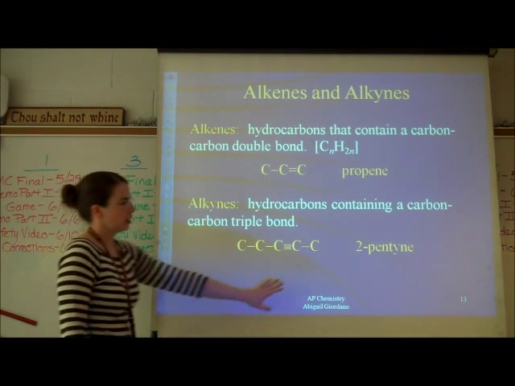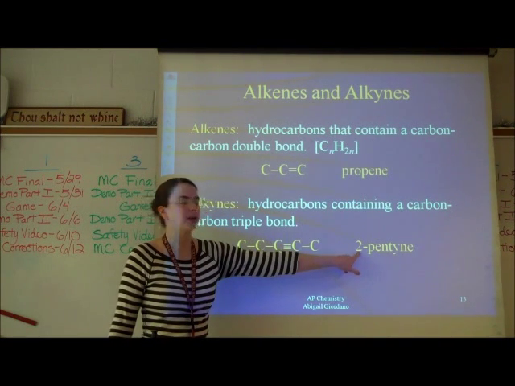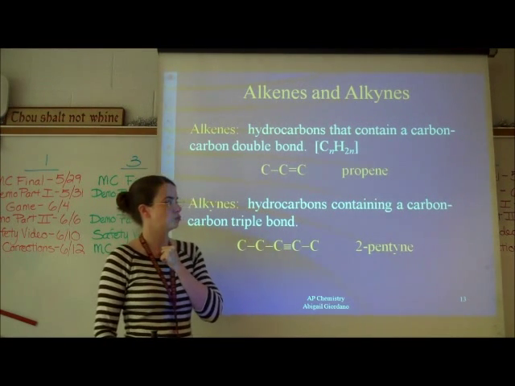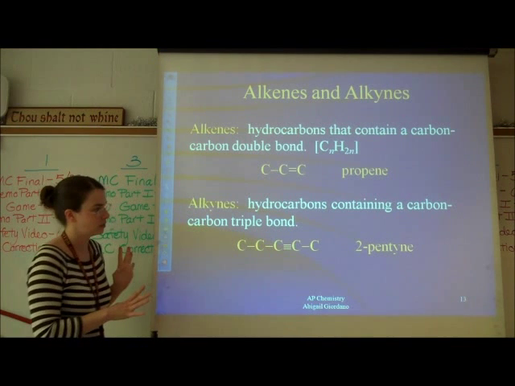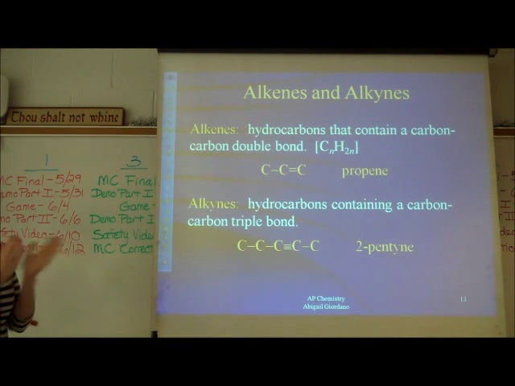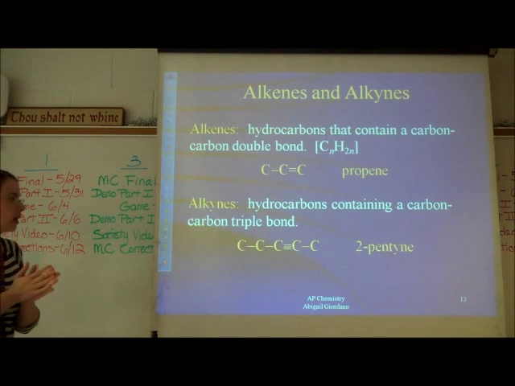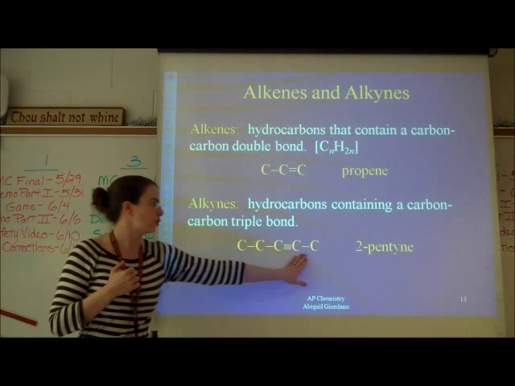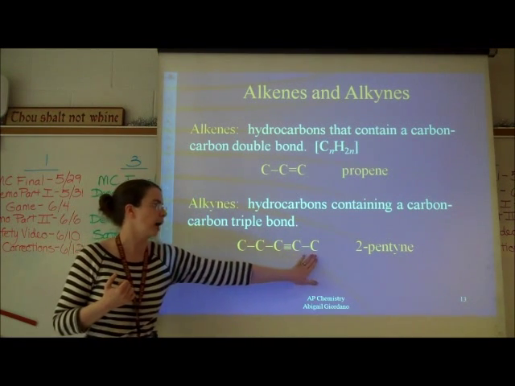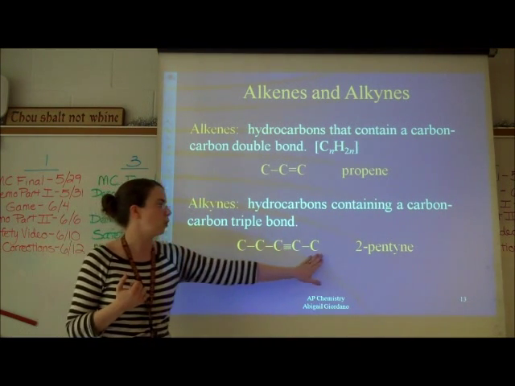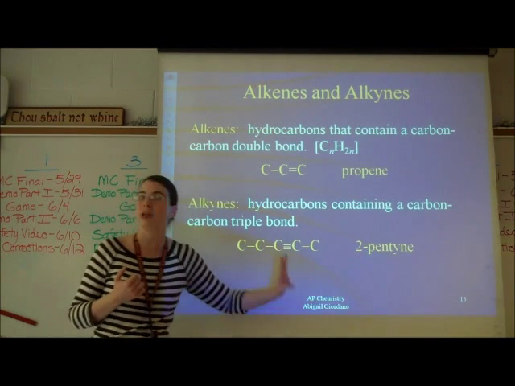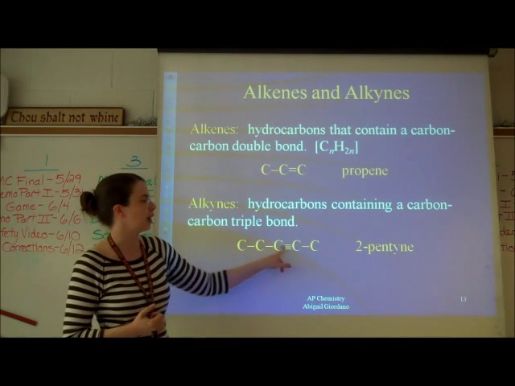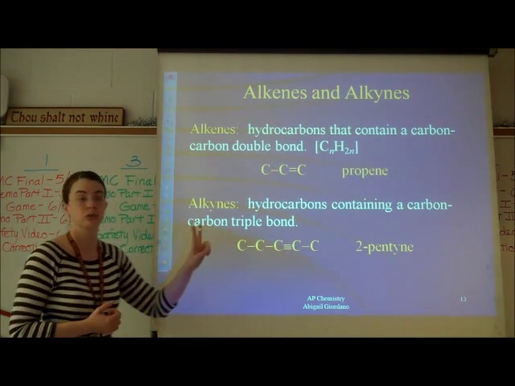What do you think, in this particular example, what is that 2 referring to? I don't have any substituents. So what is that 2? Why is it there? Triple bond. Yeah, to tell us the location of the triple bond. Okay, in this case, we would be numbering this chain from right to left. Because remember, if you have a number in the name, you want it to be as low as possible. Okay, so the triple bond is coming off of carbon number 2.